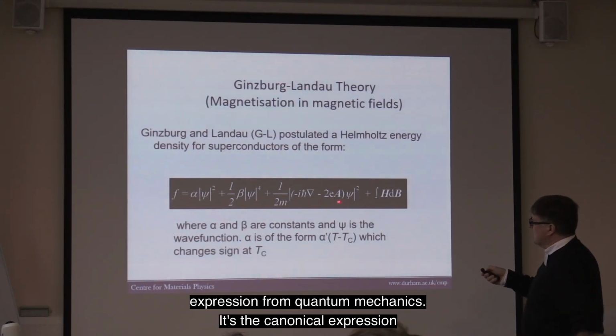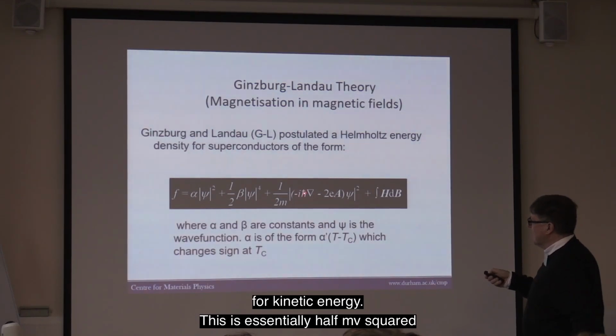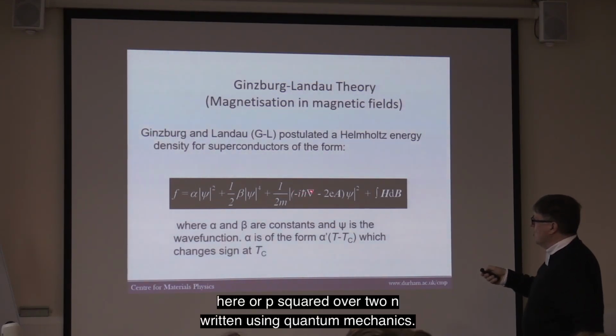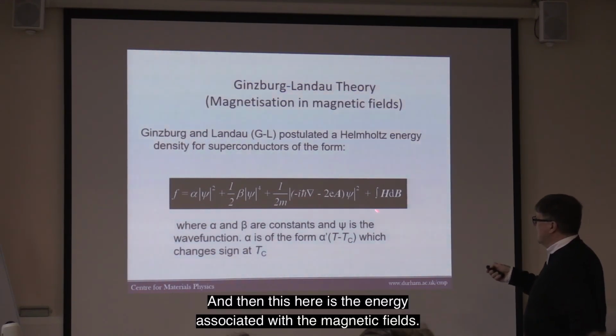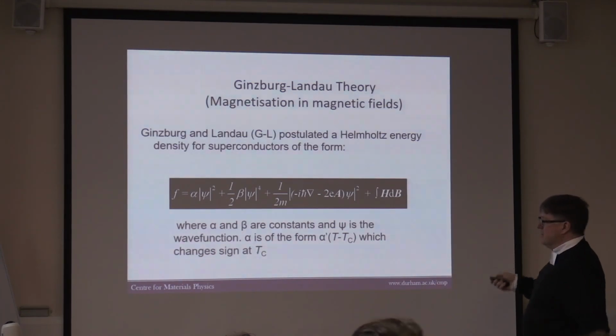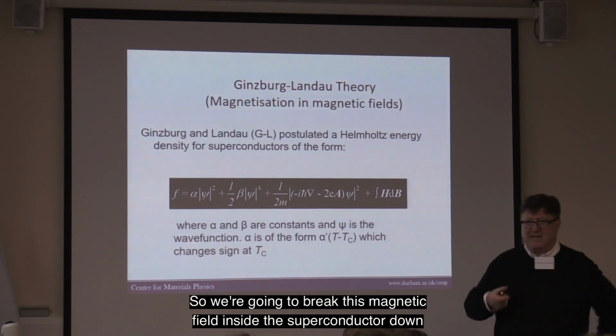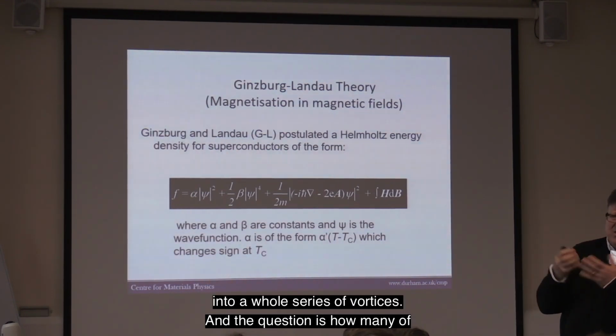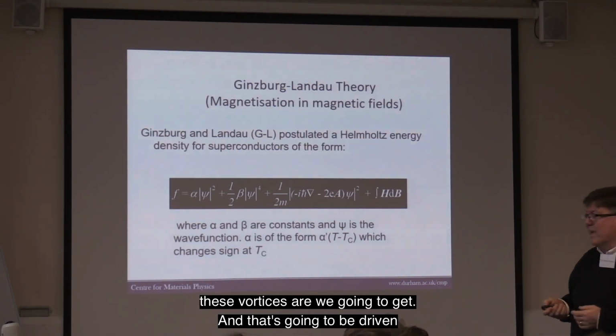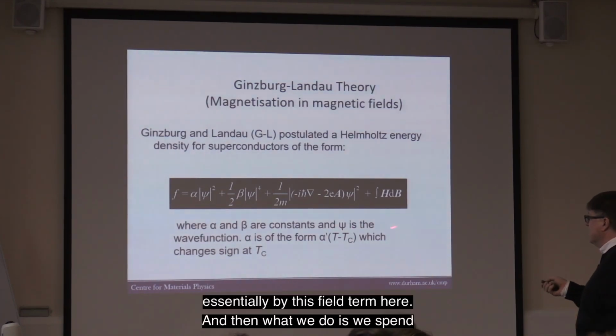It's the canonical expression for kinetic energy. This is essentially a half mv squared here, or p squared over 2m, written using quantum mechanics. And then this here is the energy associated with the magnetic fields. So we're going to break this magnetic field inside the superconductor down into a whole series of vortices. And the question is, how many of these vortices are we going to get? And that's going to be driven essentially by this field term here.